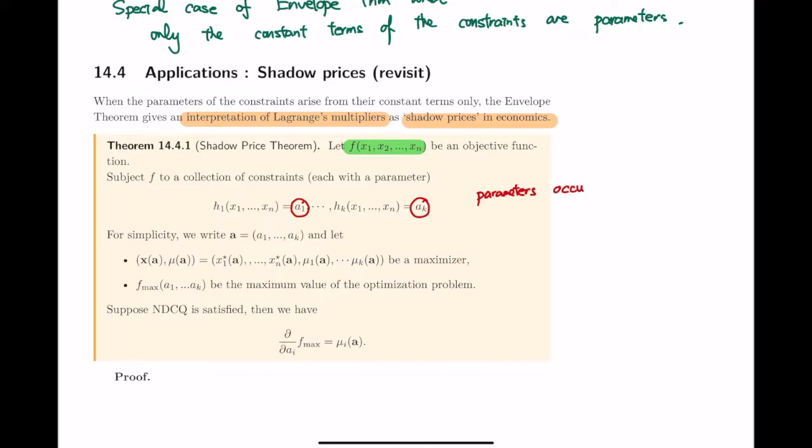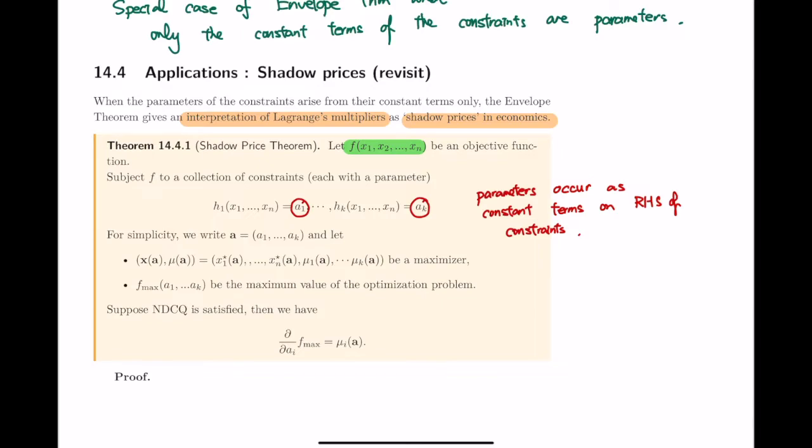occurred as constant term on the right hand side of the constraints. Okay, so this is really a very special case of this previous setup. And then what does the envelope theorem tell us in this case?